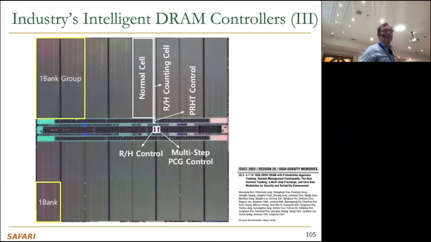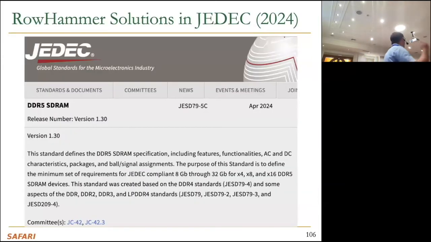I'm not going to claim that this fixes the RowHammer problem, but this is a step in the right direction. This was standardized in JEDEC this year, in April 2024. They basically call this per row activation counters. And now everybody's going to do computation inside the memory to fix the technology scaling problems. Now, if you can do computation inside memory to fix this sort of problem, what else can you do?